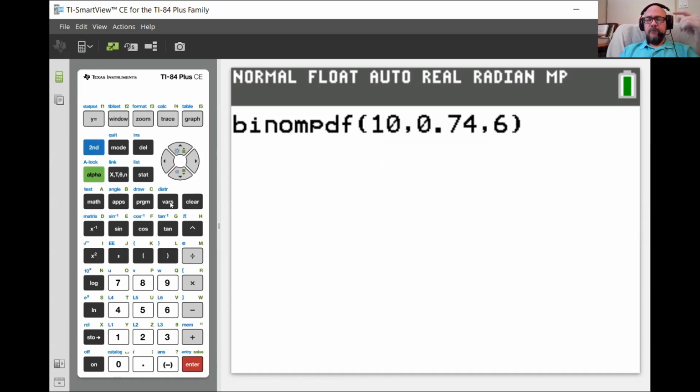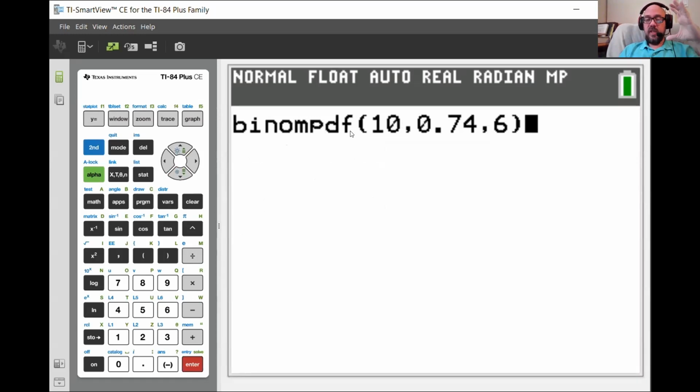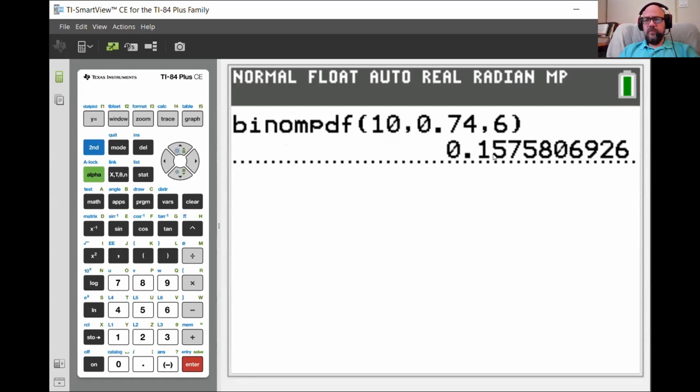Put that in. If you don't have that previous screen, what might happen when you hit binomial PDF in your calculator is that you just get a screen that says binomial PDF and puts a left parenthesis. You have to type in this stuff in this order: n, p, x, number of trials, probability of success, number of successes you're interested in calculating. You have to put it in that order, then hit enter. So there we go, 15.76% chance of getting exactly 6 successes.